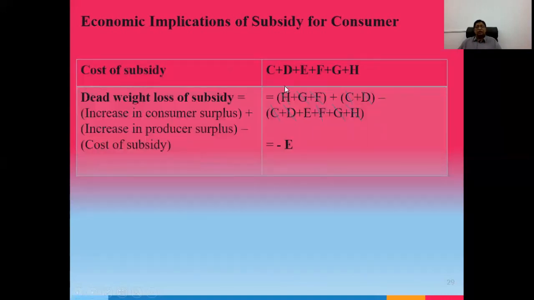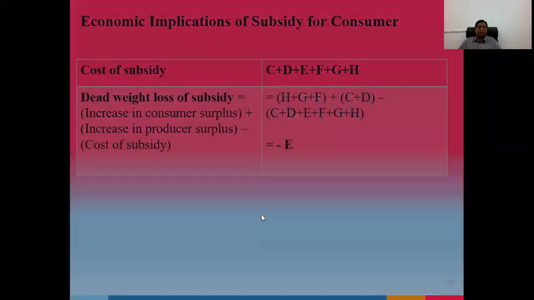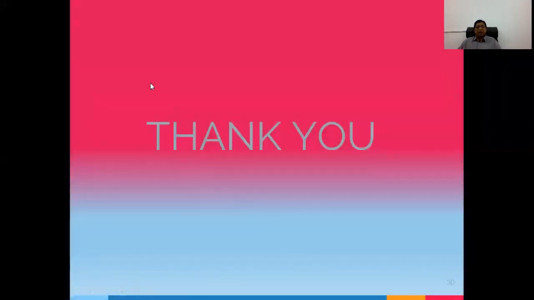Then the cost of subsidy is given by the area of C, D, E, F, G, H. Then the deadweight loss of subsidy is given by the area of E. That is the difference between the increase in consumer surplus and producer surplus and the subsidy cost of the government. That is minus E.